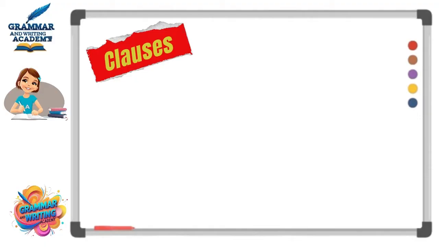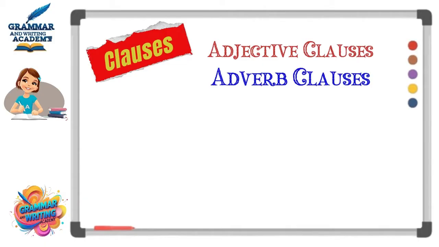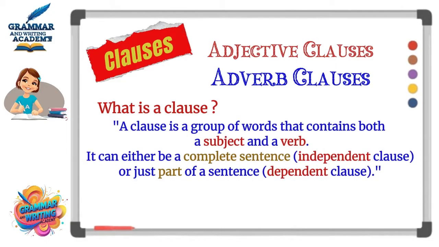In today's video, we will explore one of the most important concepts in grammar, clauses. We will focus on two types, adjective clauses and adverb clauses. First, let's remember what a clause is. A clause is a group of words that contains both a subject and a verb. It can either be a complete sentence, an independent clause, or just part of a sentence, a dependent clause.